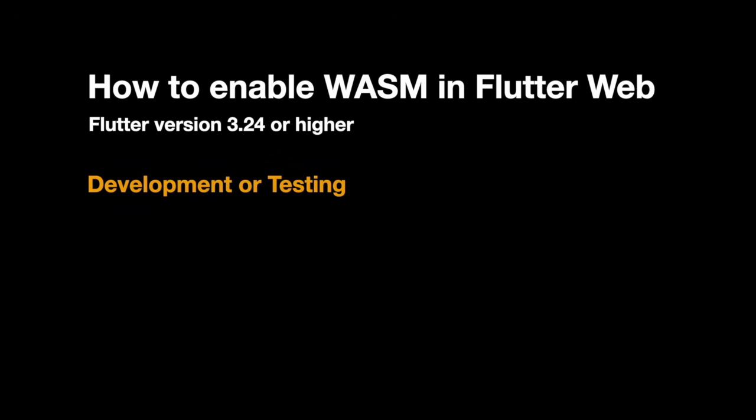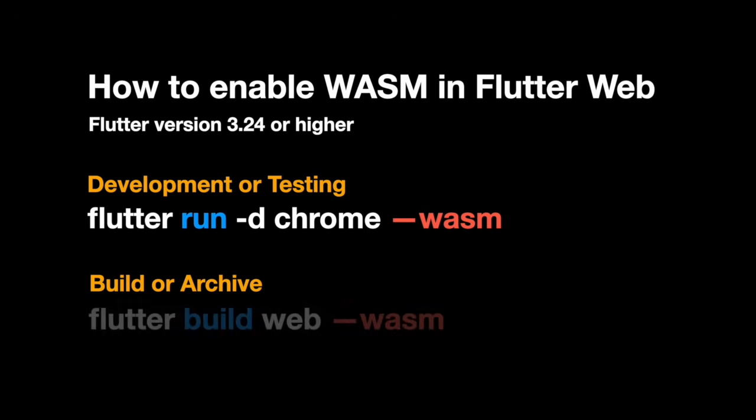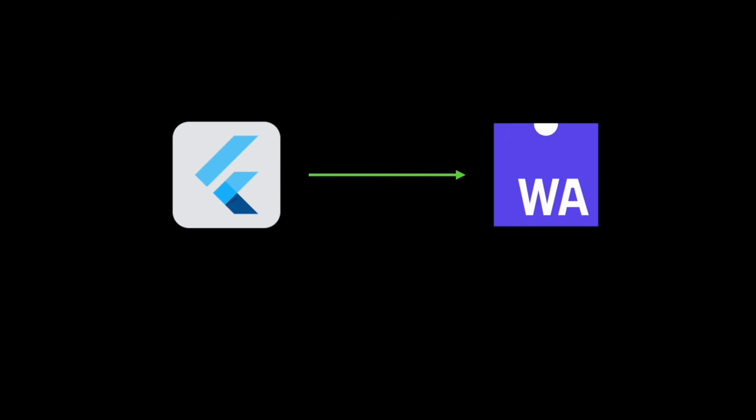Firstly, Wasm is only available on Flutter version 3.24 or higher. Then, to run the app with Wasm for development or testing, use the --wasm flag with the flutter run command. To build a web application with Wasm, add the --wasm flag to the existing flutter build web command. And that's it. By utilizing Wasm, Flutter web apps finally achieve the performance needed for complex, interactive, or graphical tools.